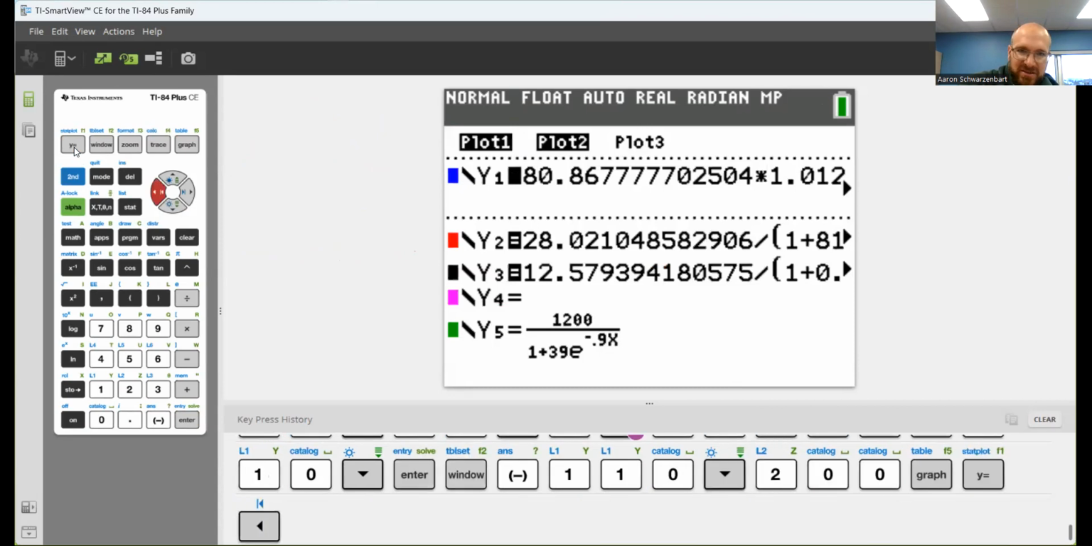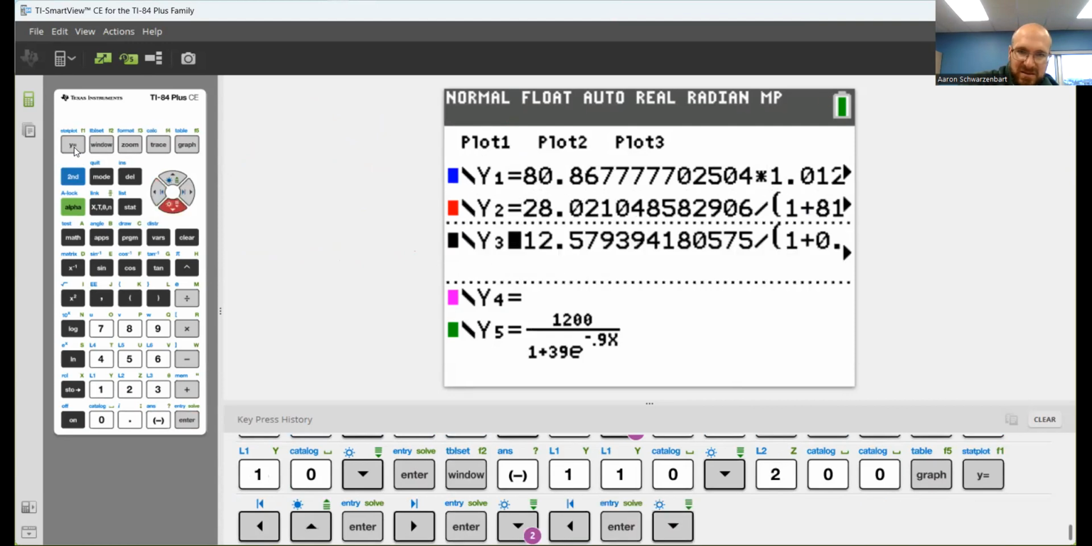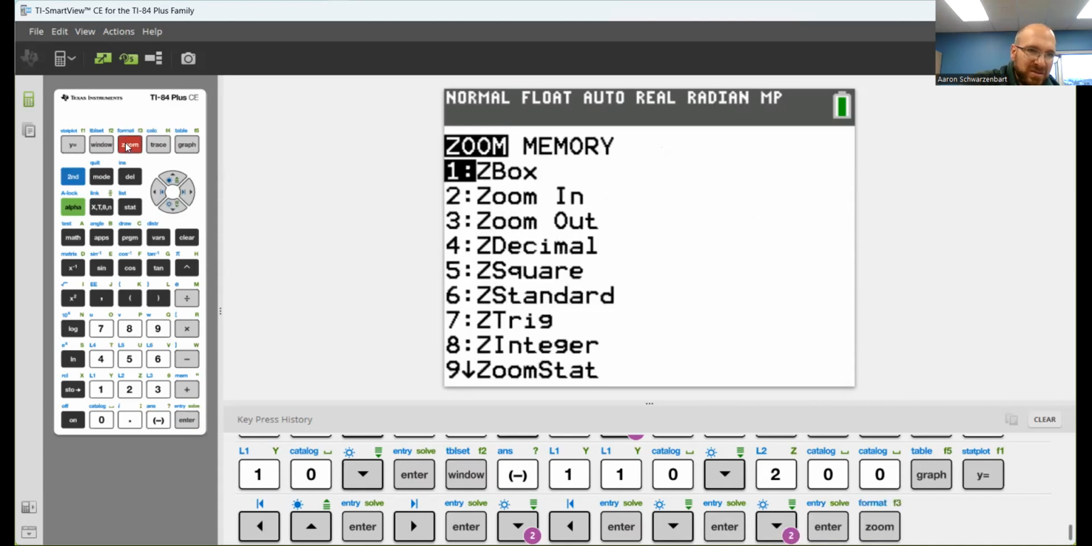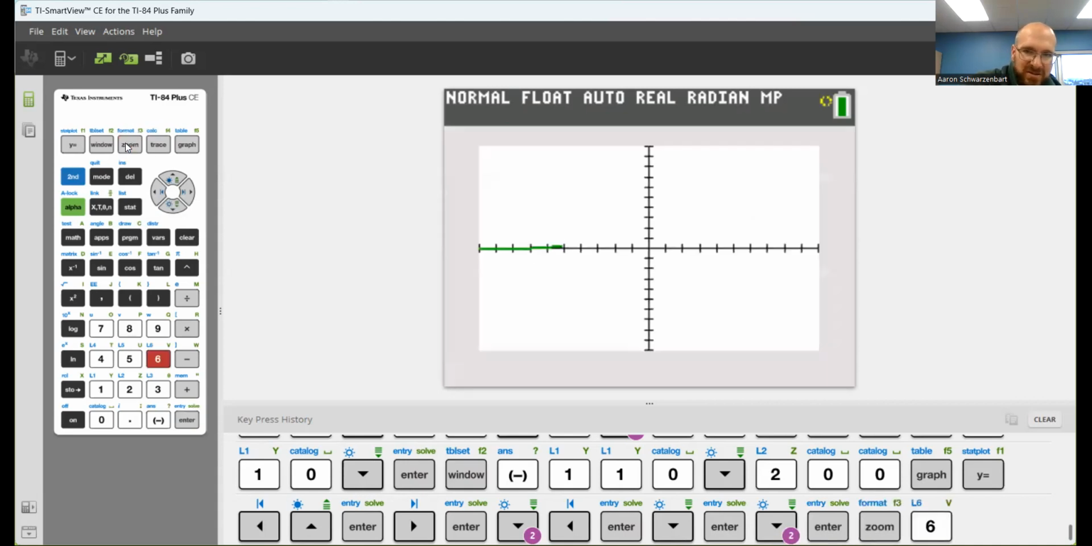Again, I pre-entered this function. I'm going to turn everything else off and turn this one on. So this models a rumor. I'm going to go to normal zoom, and that's not even close. And it says Watauga High School, example 8, has 1,200 students.